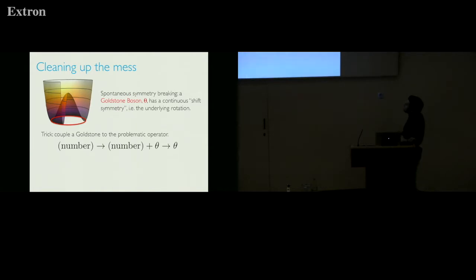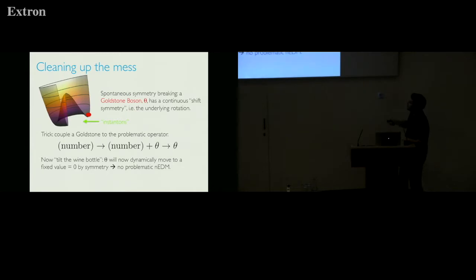So the trick here is to couple this Goldstone boson to the problematic operator in your Lagrangian. So what that means is you turn what was a number into a number plus theta. Then, because of this shift symmetry, I can just make a field redefinition of theta and absorb the number into theta. So now, instead of having a number, I have a field. Obviously this only works for a certain type of operators, where your number is related to a compact variable. This happens to be the case for the neutron electric dipole moment.